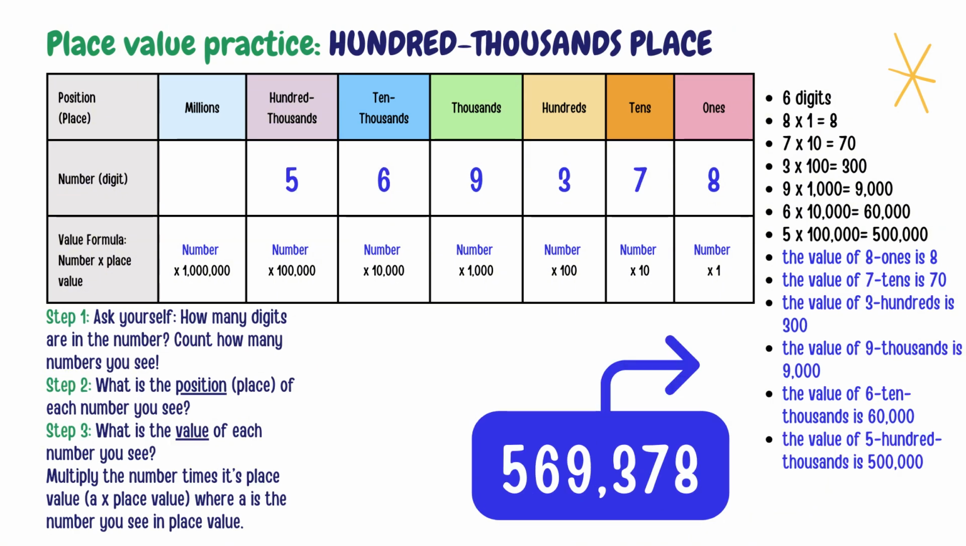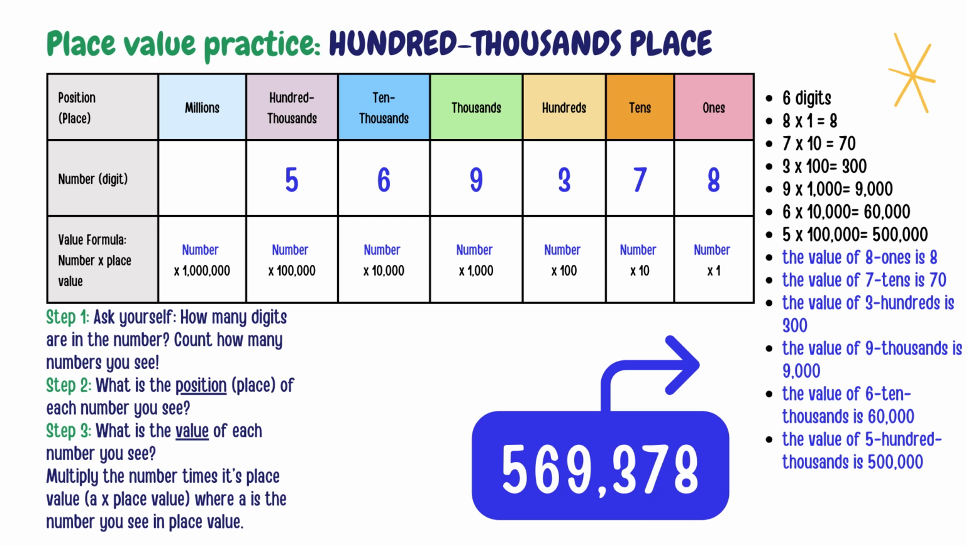For our next place value practice, we are now in the 100,000s place. So here we have the number 569,378. So using our steps once again, step 1, ask yourselves how many digits do you see? So we have 1, 2, 3, 4, 5, 6 digits. The numbers 5, 6, 9, 3, 7, and 8.